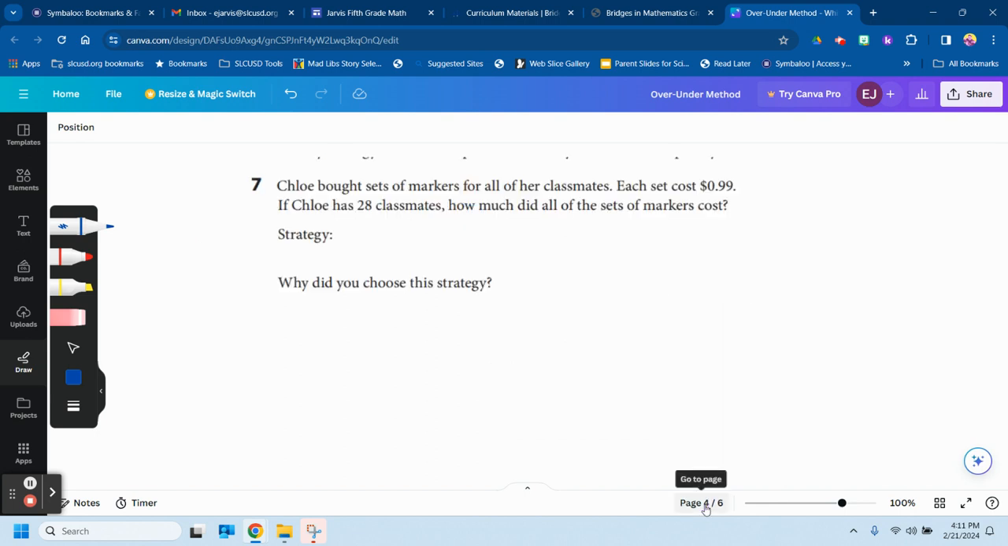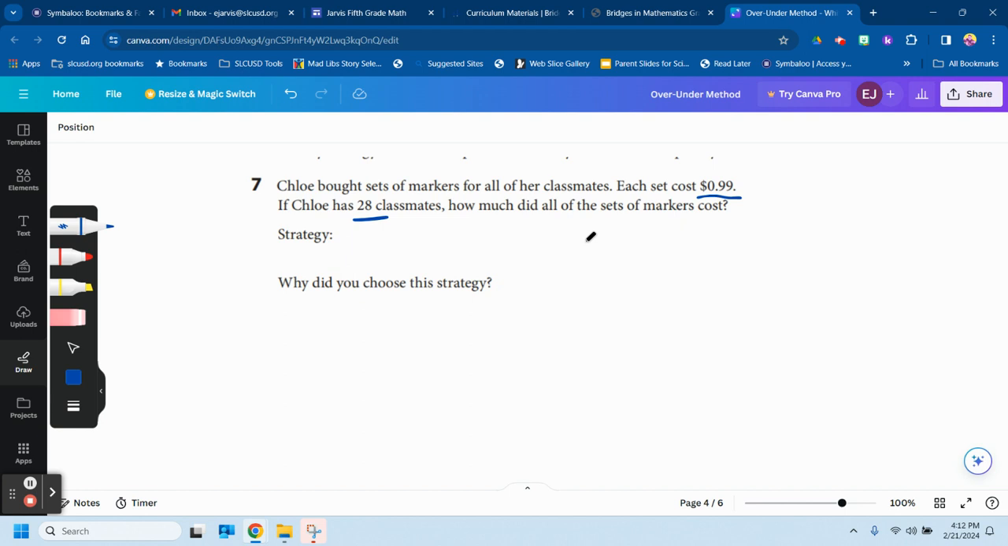All right, so they want you to use one strategy. There's 3 word problems of multiplying, and use other strategies for the other ones. So Chloe bought sets of markers for her classmates. Each one costs 99 cents. There's 28 classmates. So she has 99 cents 28 times. So let's say it's $1 each instead of 99 cents. So $1 times 28. I'm going to pay a penny more per 28 kids. So I'm going to pay 28 cents more.